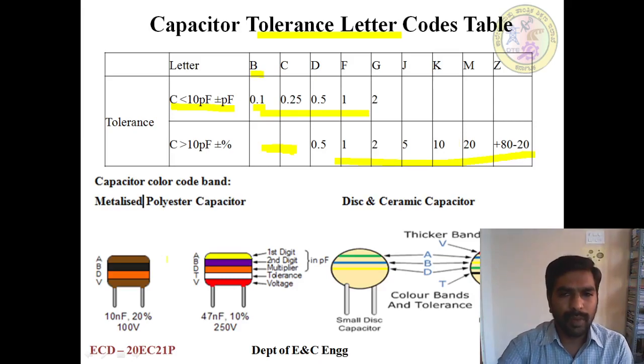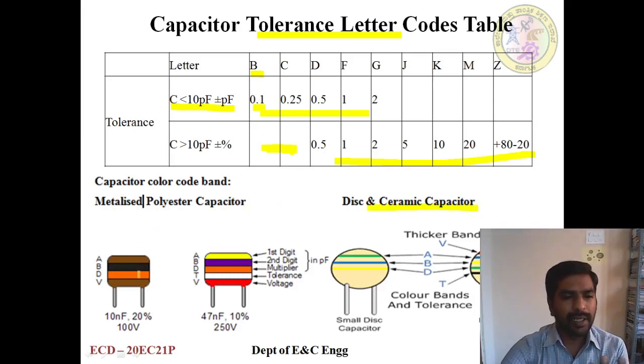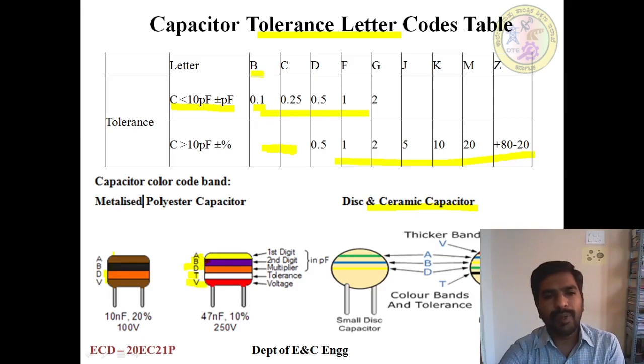And this is about color code. The color is usually printed on metallized polyester capacitors or disc ceramic capacitors. We should hold it so the color band is on the top, and the terminals are pointed towards the earth. The first band represents A, second B, and D, V. That is, A means it's the first digit, B means second digit, D means multiplier, T means it's a tolerance, and V means it's a voltage rating. And all the ceramic values are represented in terms of picofarad. They need to be multiplied with a picofarad.